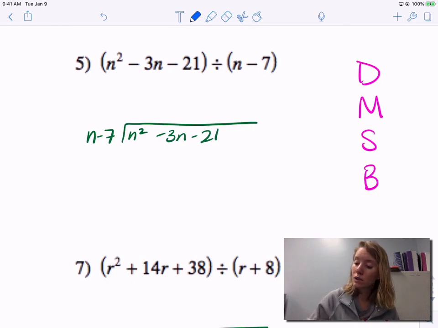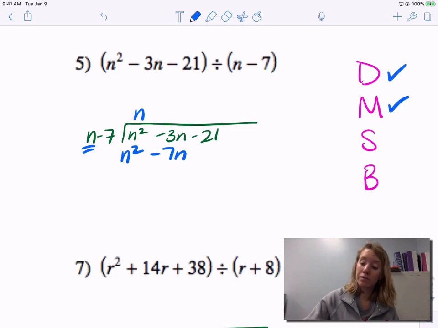Now I've got n squared minus 3n minus 21 divided by n minus 7. Look at this first term. N times what gives me n squared? That'll be n. N times n is n squared. N times negative 7 is negative 7n. So I've divided and I've multiplied. Subtraction.